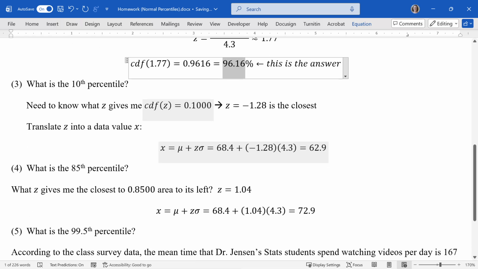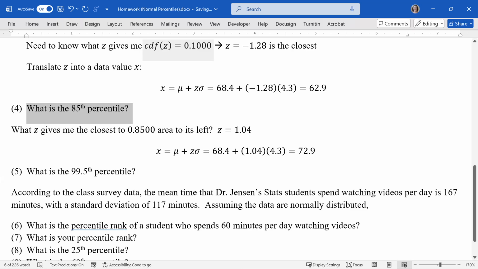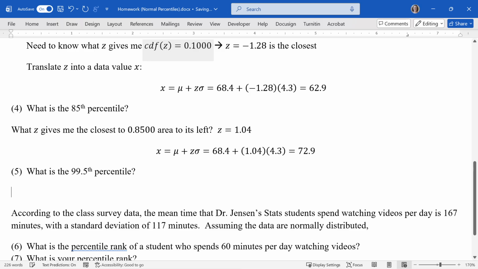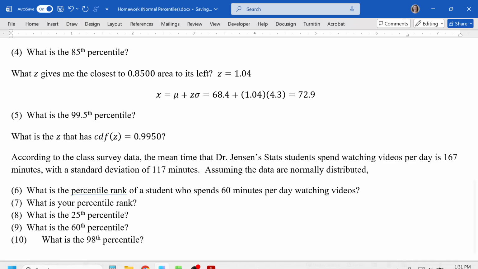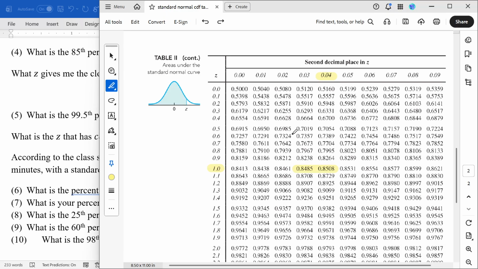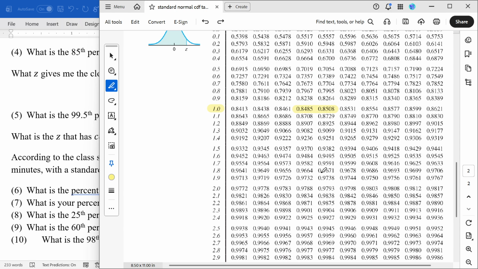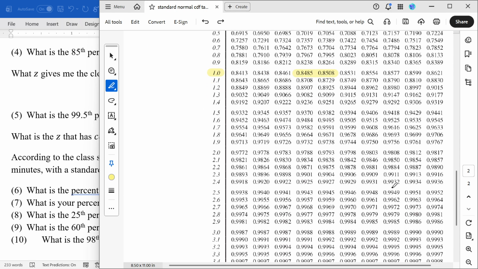Okay, so last question in this part, what is the 99.5th percentile? So same way, what is the z that has CDF of z equals 0.9950? So we're looking for that in the table. 9950 should be pretty far along. Oh, I see here it's exactly between these two.